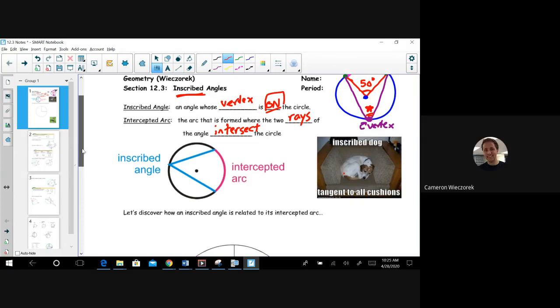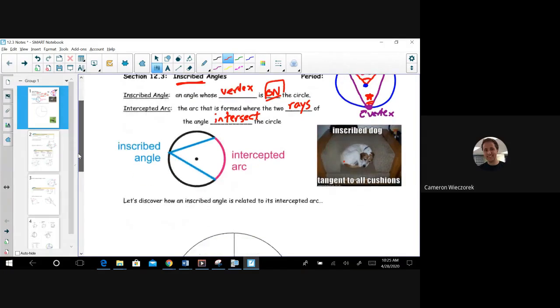Touchdown! Chords. Okay, I'm done. All right, so here's just a little visual.